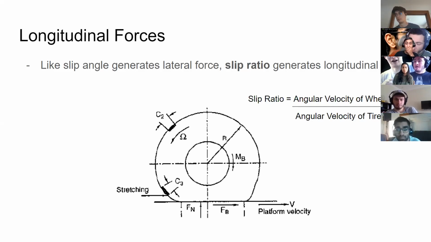Slip ratio is kind of a weird concept to think about, but the definition of it is the ratio between the angular velocity that your wheel, or the driven part of the car, is spinning at over the angular velocity of your tire.